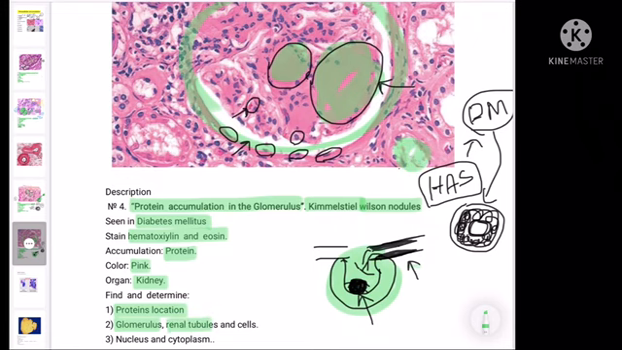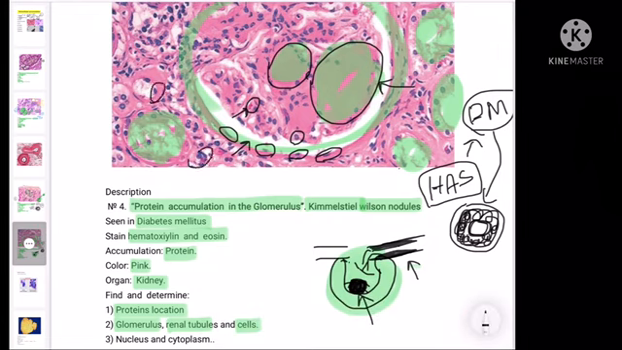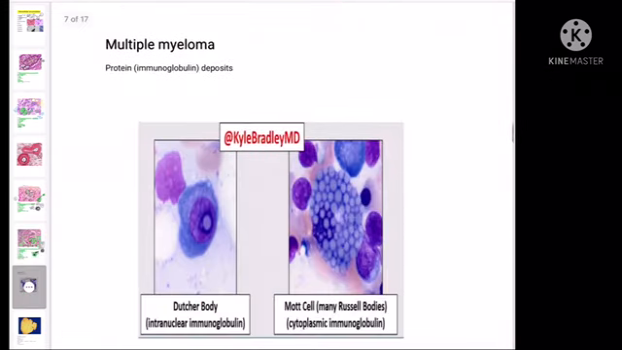Renal tubule, here is the renal tubule, and here is the renal tubule. And cells, so all these are the cells, all the nuclei. All these are the cells. Nucleus, the blue are the nuclei. Cytoplasm, the pink area around the nucleus is the cytoplasm. I hope you understood this. Let's go for the third image.